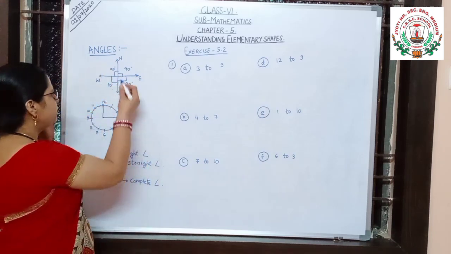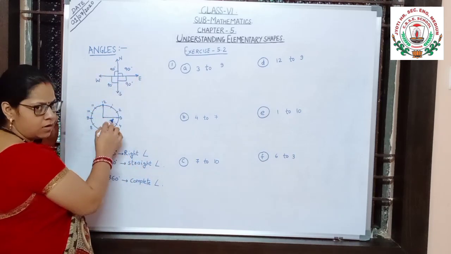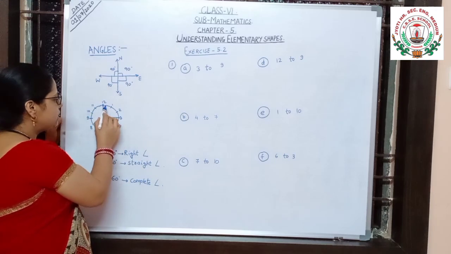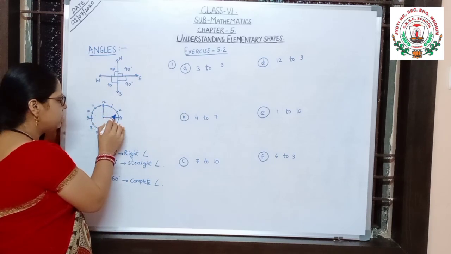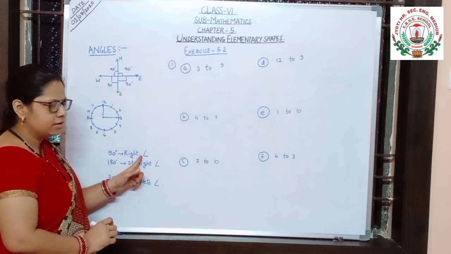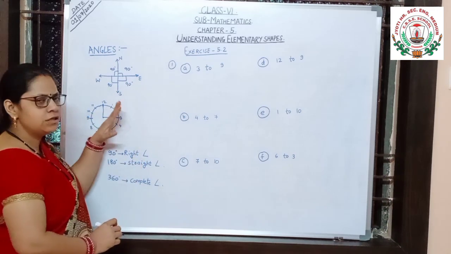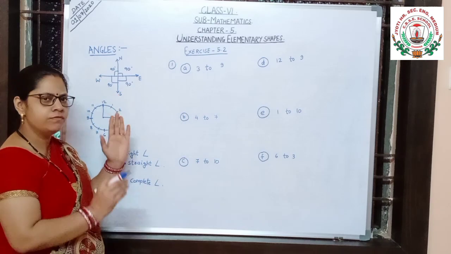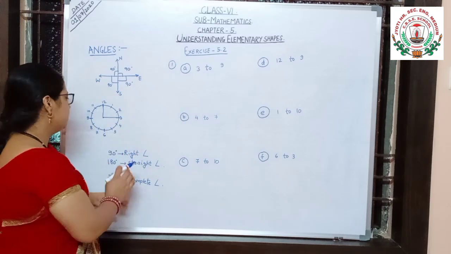Now, when you are coming to this clock, these 3 units, 1, 2 and 3, 3 units, you will get 90 degree, right angle. So like this, 3 units when you are going to count, 90 degree will come there.